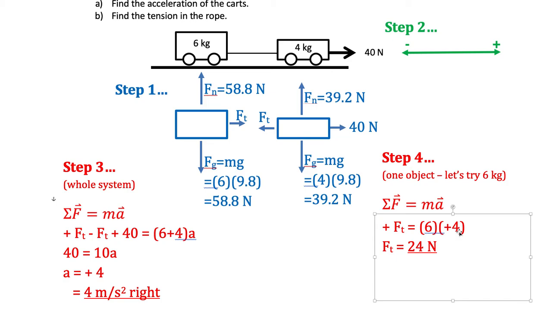I just go 6 times 4 is 24. And so the tension is 24 newtons. That is how tight or how taut this rope is as it's connecting these two carts while this one gets pulled to the right.